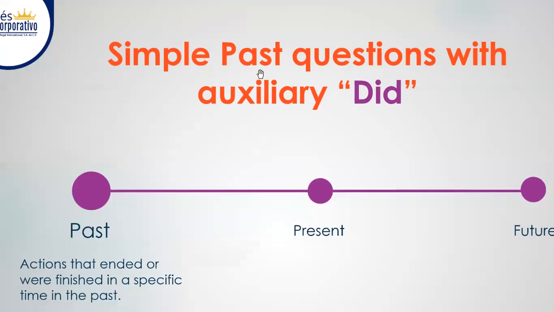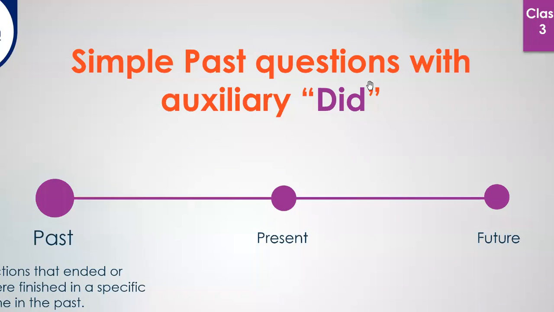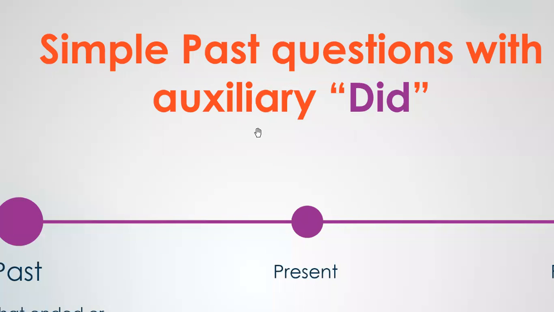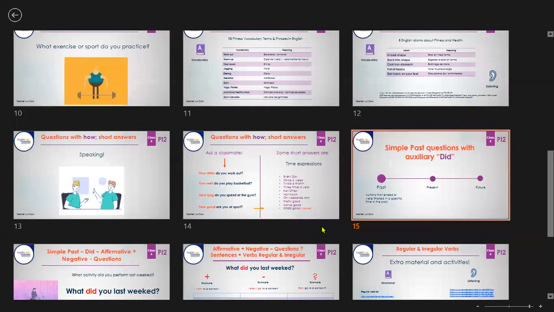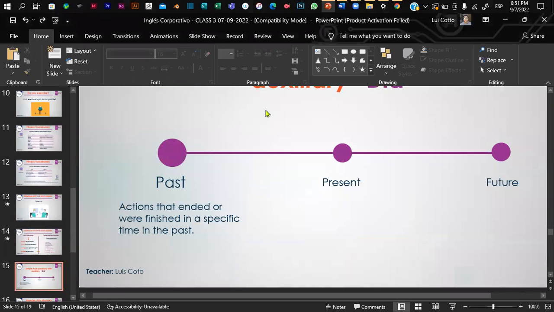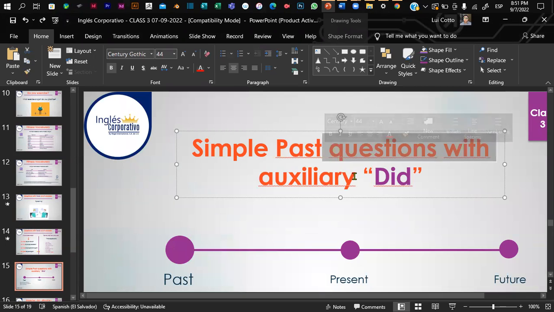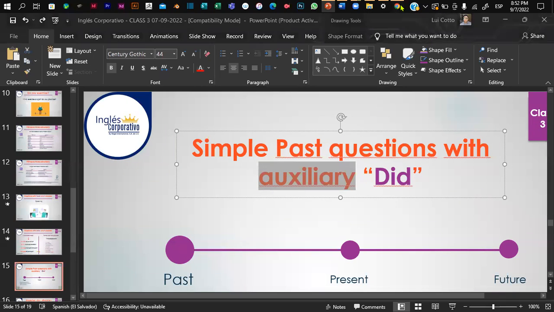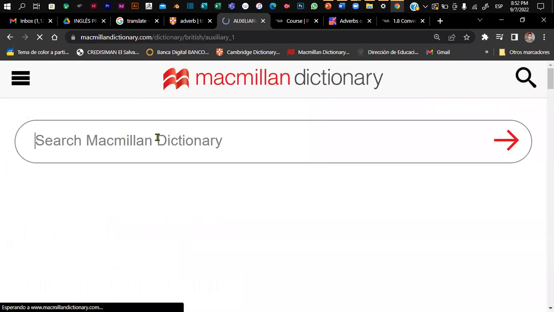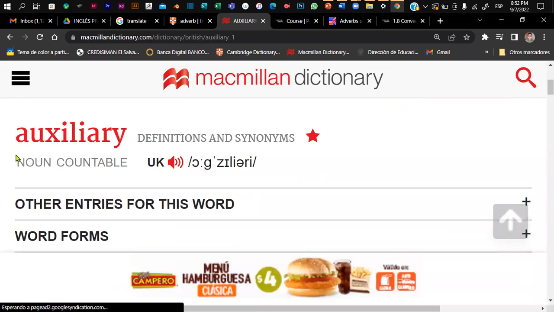What is next? Simple past. Questions with the auxiliary did. How do you pronounce it, auxiliary? Let's find out. That's why I like using the tools that I have, because they are useful in those cases when you have problems. Okay, let's see.